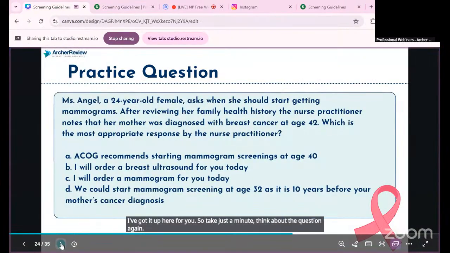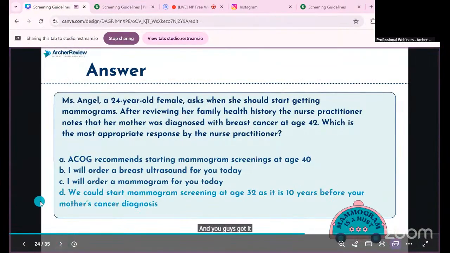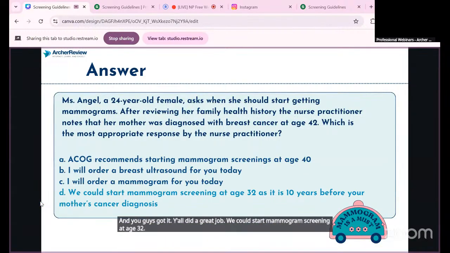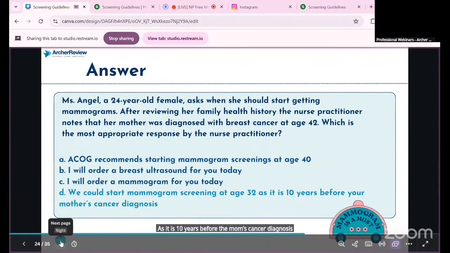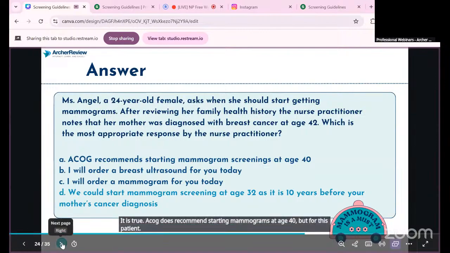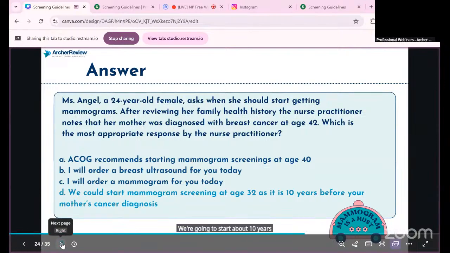And you guys got it. Y'all did a great job. We could start mammogram screening at age 32 as it is 10 years before the mom's cancer diagnosis. So absolutely right there. It is true. ACOG does recommend starting mammograms at age 40, but for this patient, we're going to start about 10 years prior to offer her a mammogram due to her family history.